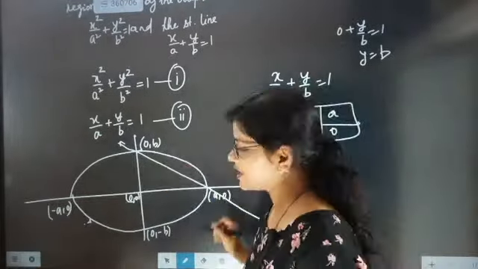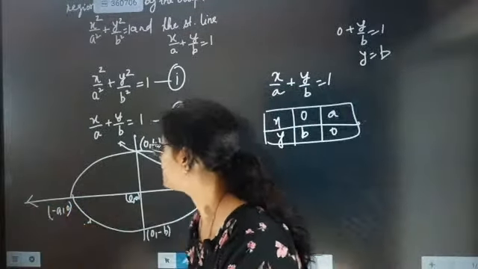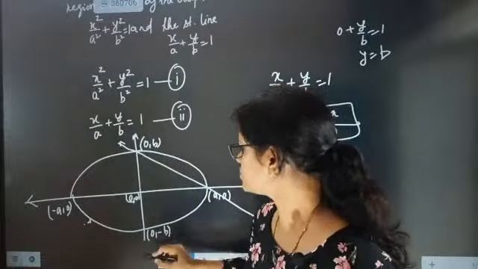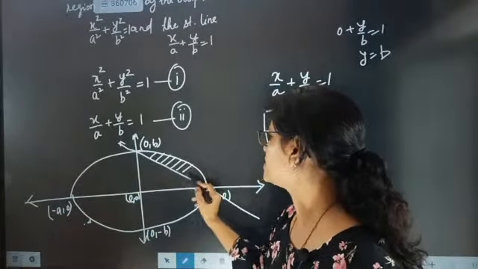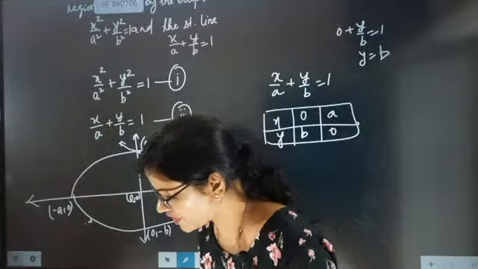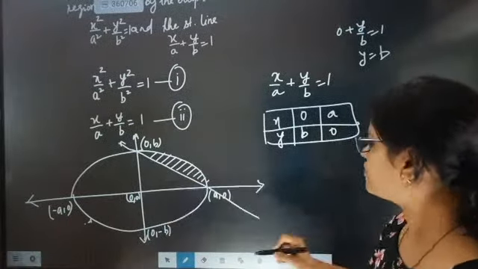So this is the contact point. This is clear cut. Now the line and the ellipse are exactly touching each other, so this is the shaded region you have to find. Till here you have understood this point?